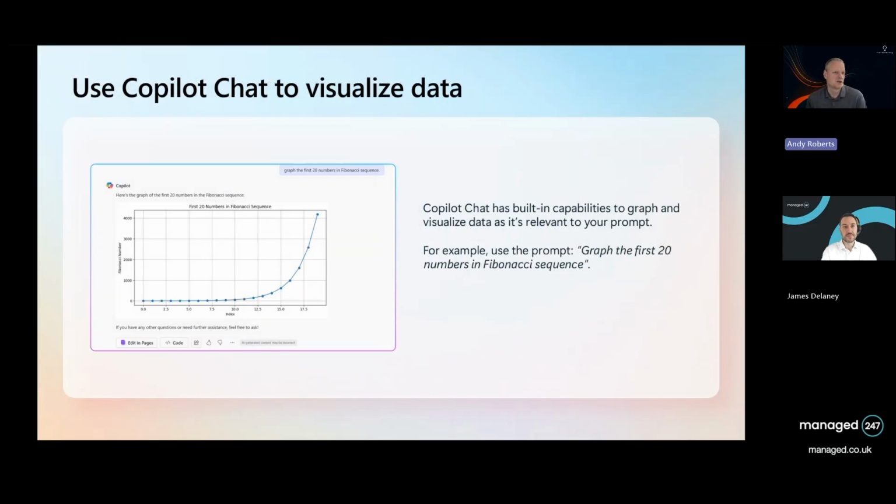Okay, you can use Copilot Chat to visualize data. So in this case, the example here, graph the first 20 numbers in the Fibonacci sequence, and it goes away and it creates graphs for you. But let's say you had some Excel data in an Excel spreadsheet. You could upload that into Copilot Chat and say, create a chart from this data, and it would do that for you in Copilot Chat as well.